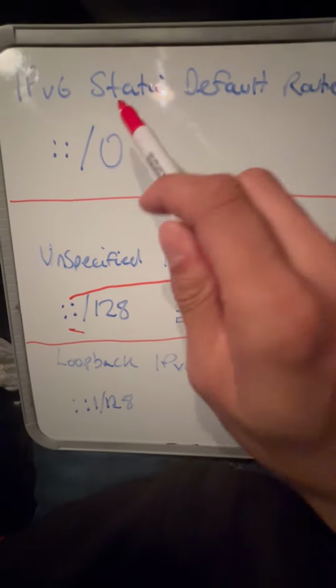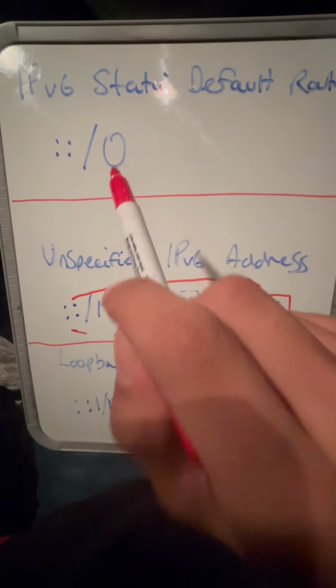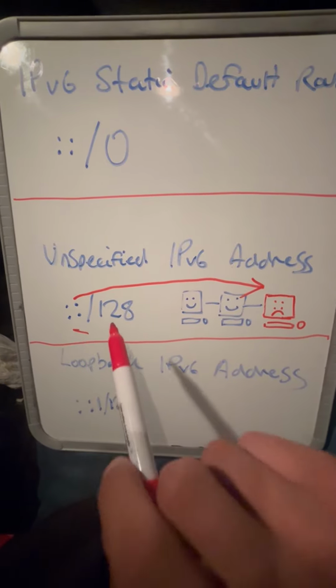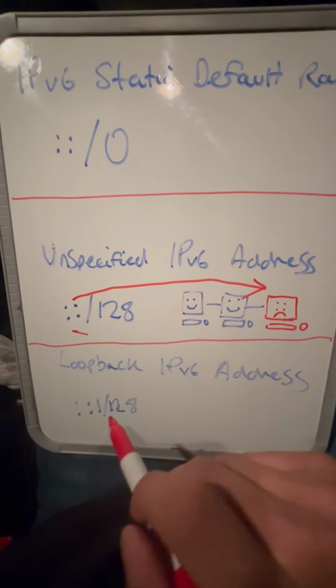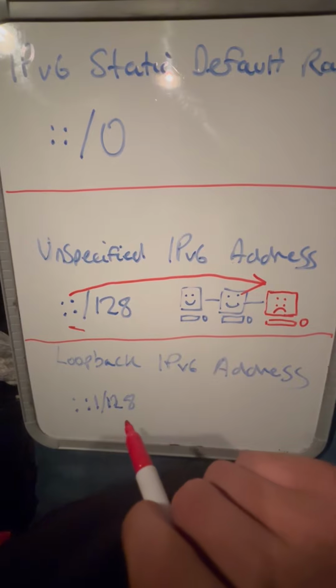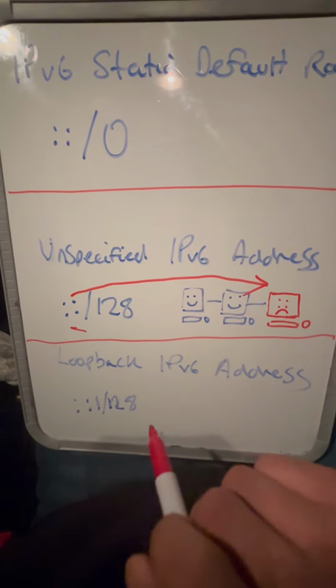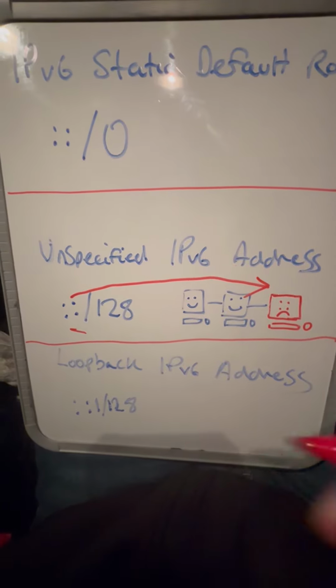So, IPv6 static default route, we've got ::/0 prefix. Unspecified IPv6 address, :: but /128 prefix. Now, finally, loopback IPv6 addresses. This uses ::1 and then /128 prefix. So ::1/128. And this is used.